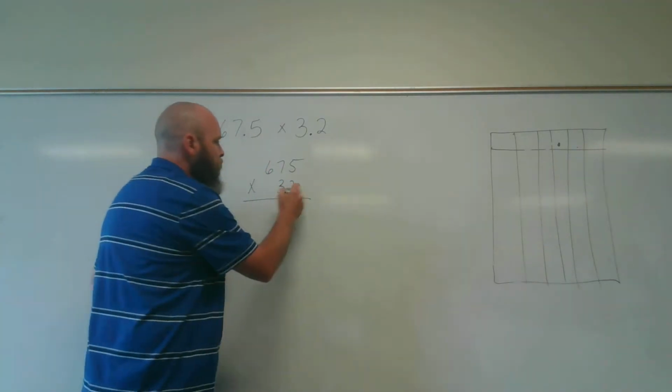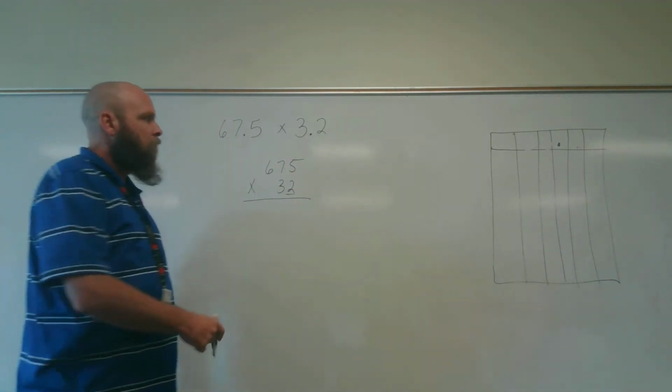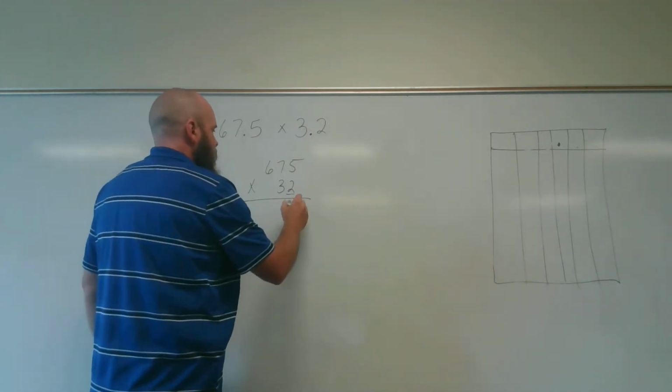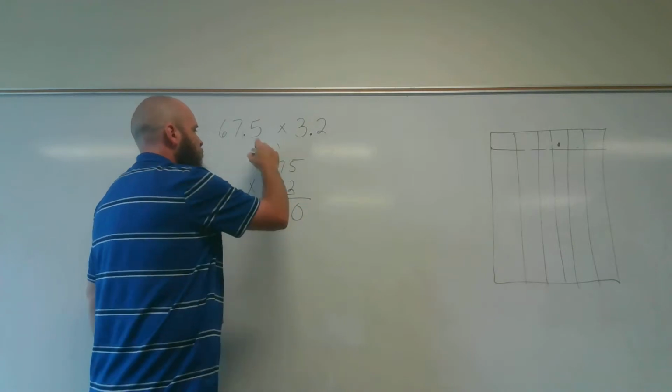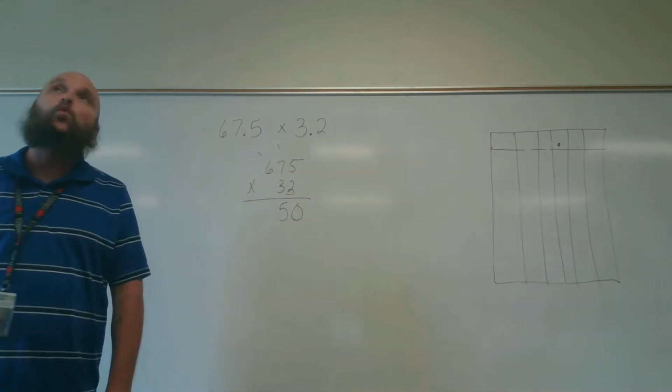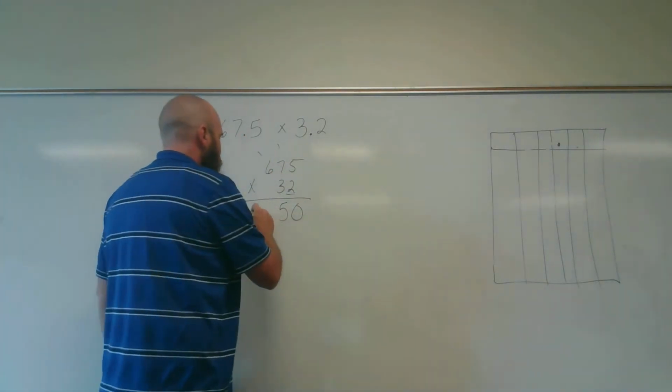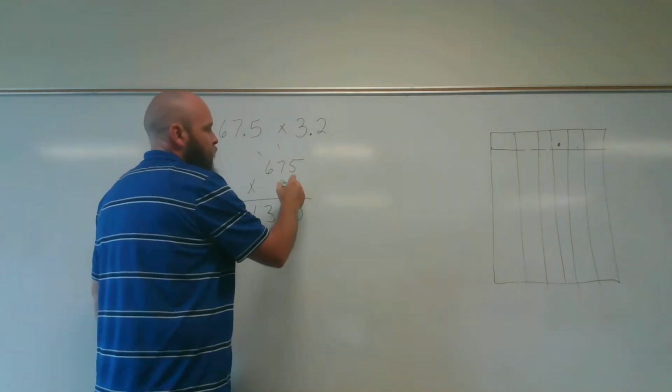We're going to start with the 2 because it's in the ones place. 2 times 5 is 10. Put the 0 there, carry the 1. 2 times 7 is 14, plus 1 is 15. Carry the 1. 2 times 6 is 12, plus 1 is 13. Now we're done with our ones place.